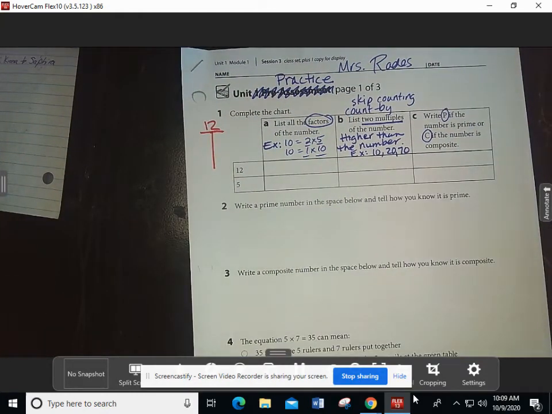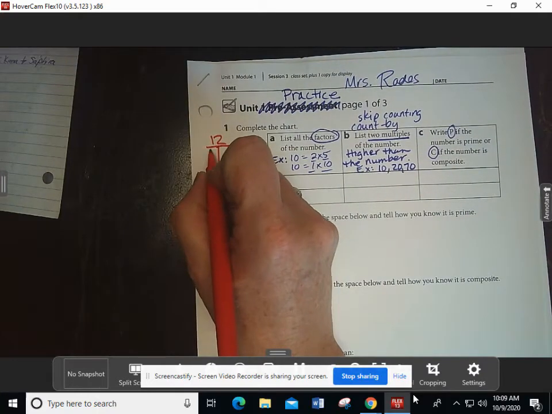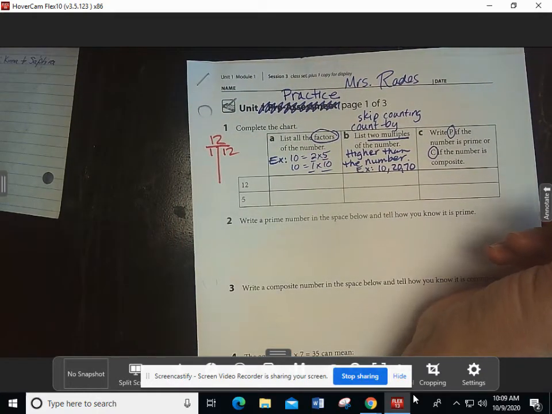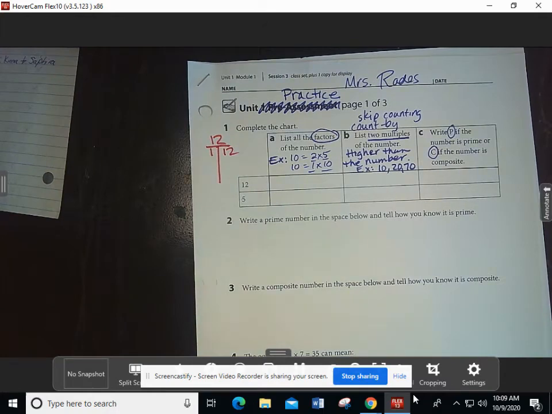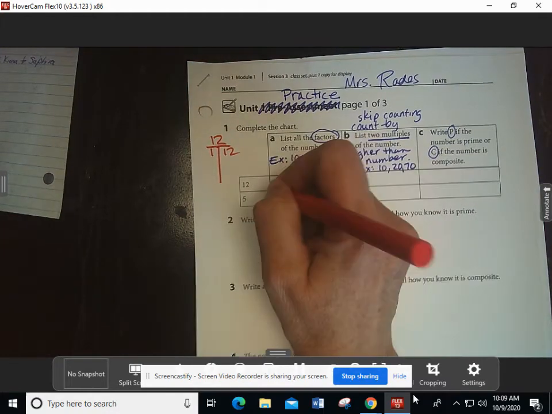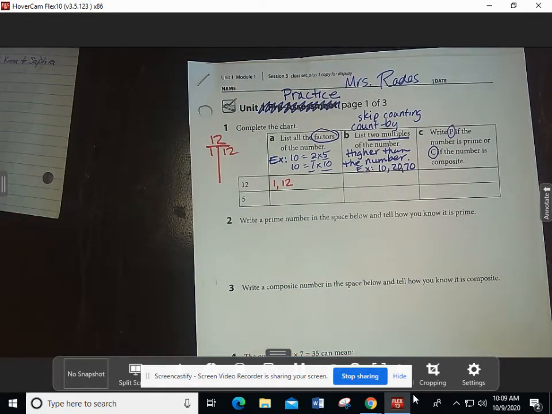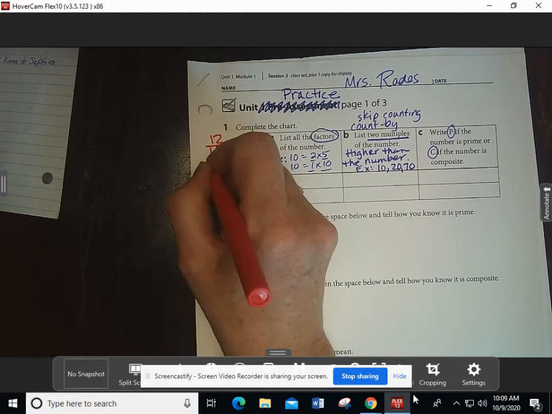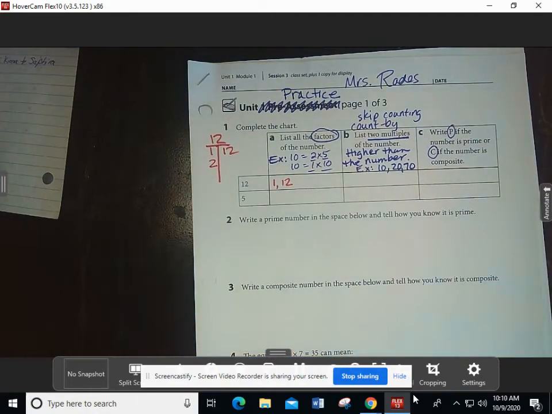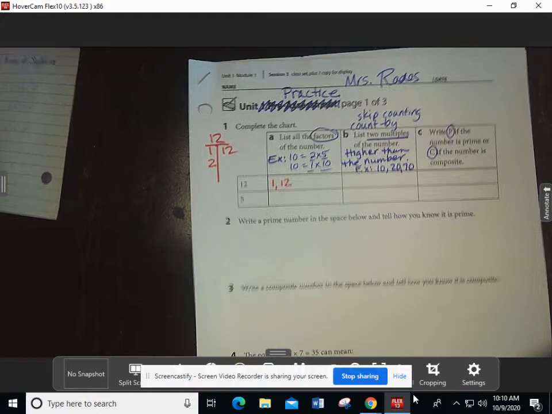What's the first one we do, Phoenix? 1 times 12. 1 is a factor of every single number. So we can list our 1 and our 12. After the number 1, what comes after the number 1? Show me with fingers, everybody. 2. Okay, so 2. Some of the people then divided the 12 into 2 groups. If we have 2 groups, what's in each of the groups?